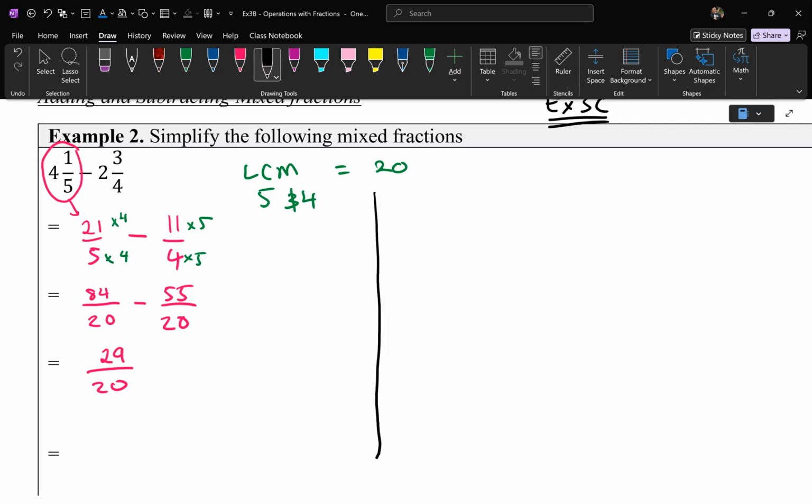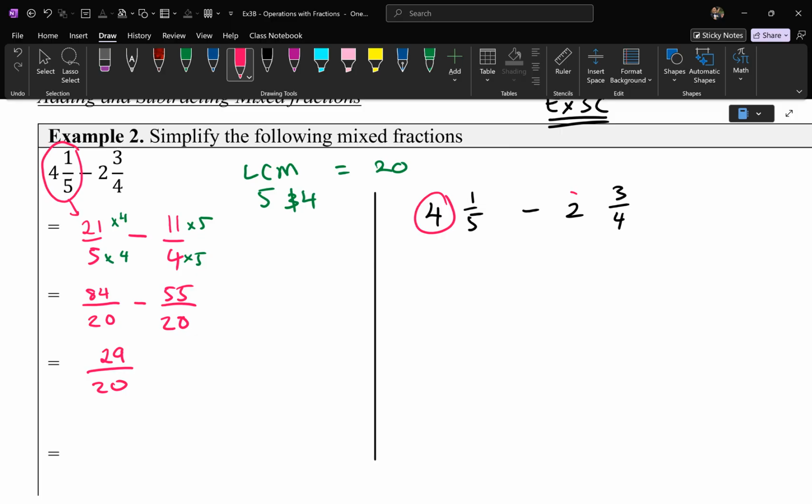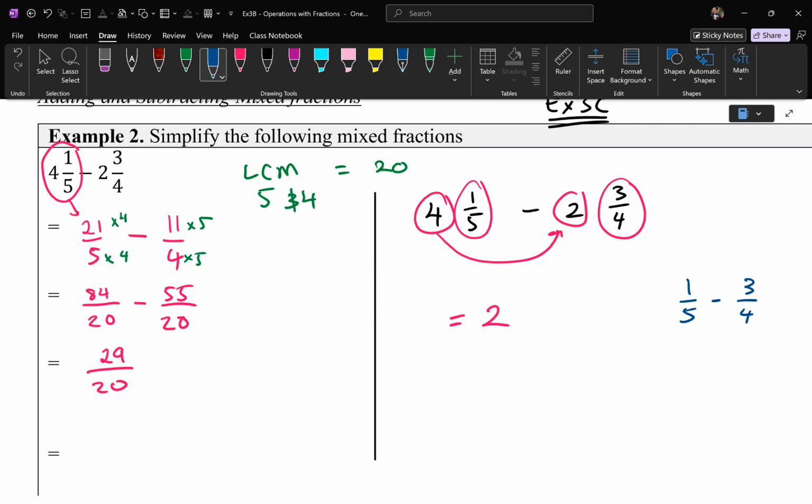Here's a short method that students may have learned from primary school. 4 1/5, take away 2 3/4. What some students do is they take the whole numbers. 4 take away 2, it's 2. And then they say, let's just work out 1/5 take away 3/4. So they do 1/5 take away 3/4.